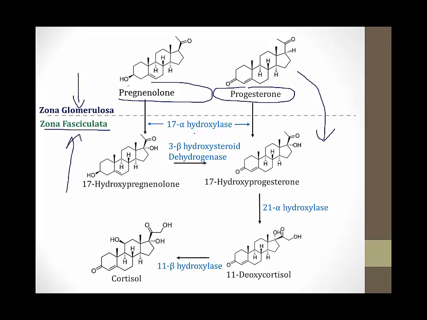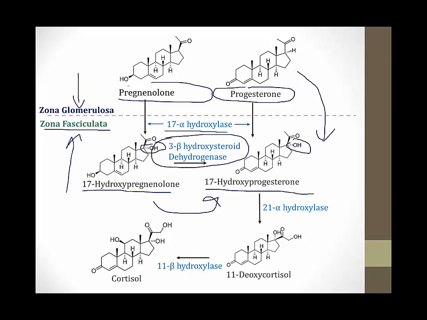The first enzyme in this process is 17-alpha-hydroxylase. It adds a hydroxyl group to the 17 carbon as shown here and here. This creates two molecules. One is called 17-hydroxypregnenolone. The other is called 17-hydroxyprogesterone. And 17-hydroxypregnenolone can also be converted to 17-hydroxyprogesterone by an enzyme called 3-beta-hydroxysteroid dehydrogenase.